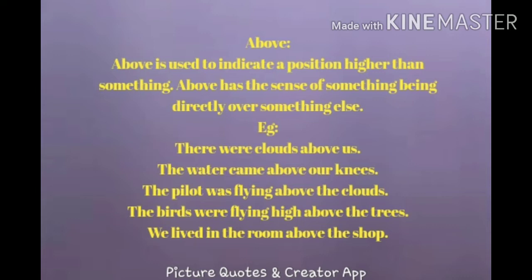Above is used to indicate a position higher than something. Above has the sense of something being directly over something else. So it has the meaning of directly over something else. Let's see a few examples.